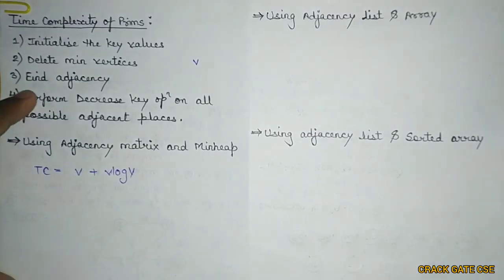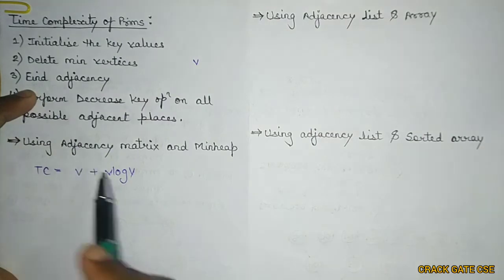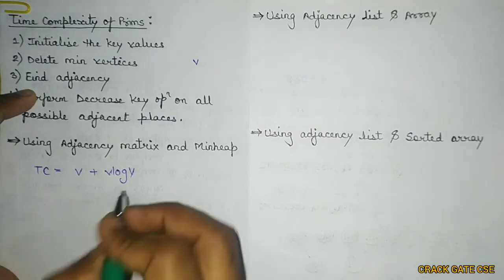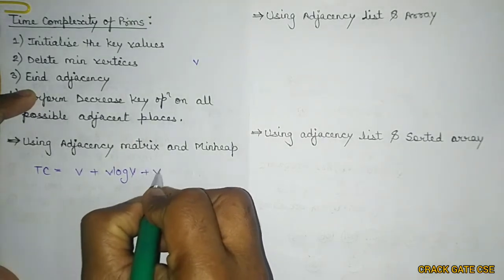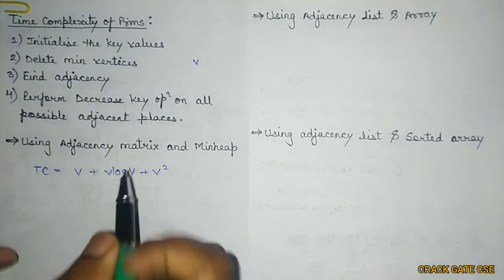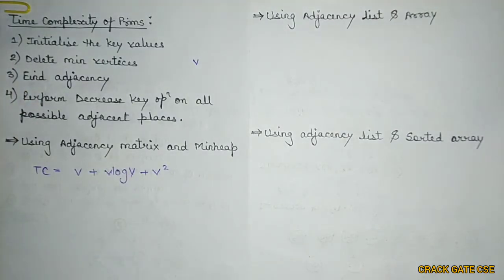Now next is to find adjacency, and to find the adjacency, here we are using the adjacency matrix. So you have to make sure that you know the time complexity of an adjacency matrix. If you want to find the adjacent edges, adjacent vertices, then it will take order of V square. How? Because in a particular matrix we have n by n elements, so we have to check for each row. Let me show you with the help of an example.